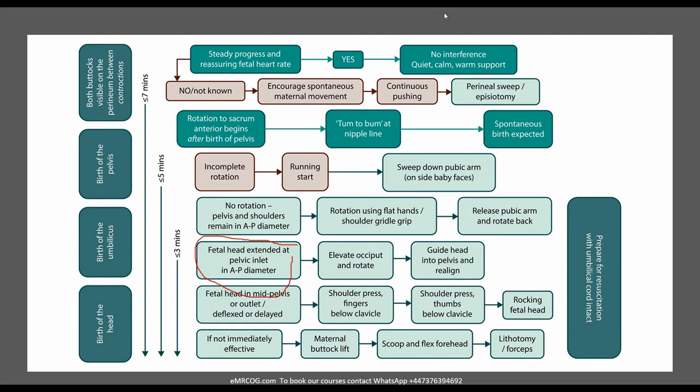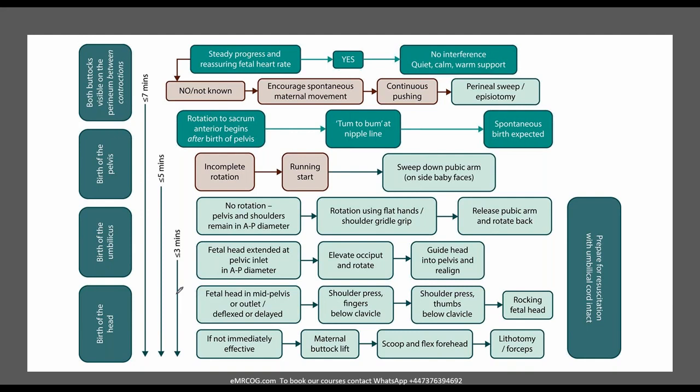Okay, so what if you have the fetal head in the mid pelvis or outlet, but it's deflexed, or there is delay in the delivery of the head? When the head is stuck, what do we call it? Yes, entrapment of the fetal head.